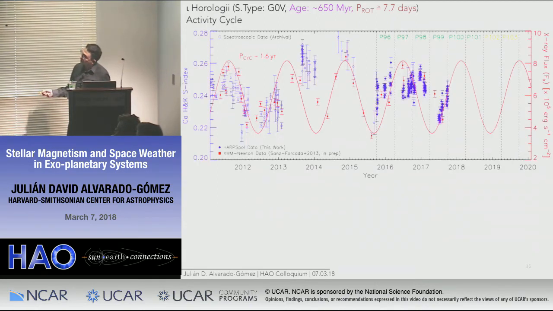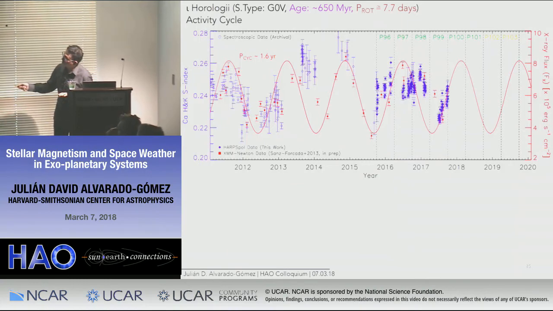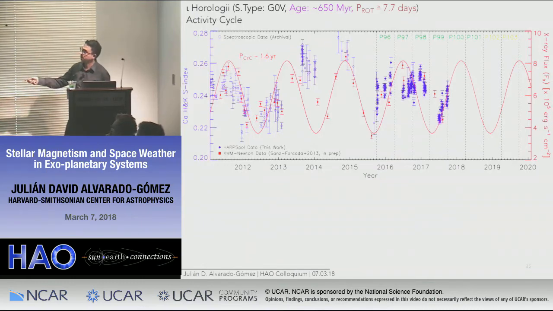So blue is the S index, the calcium measurements, and in red, I'm showing you some data that is not published, but this is data that has been acquired with XMM-Newton by Jorge Sanz Forcada here, showing the X-ray cycle of the star. This is not a fit. This is just a sine curve with a period of 1.6 years. This is possibly one of the most beautiful X-ray cycles in stars I have ever seen.